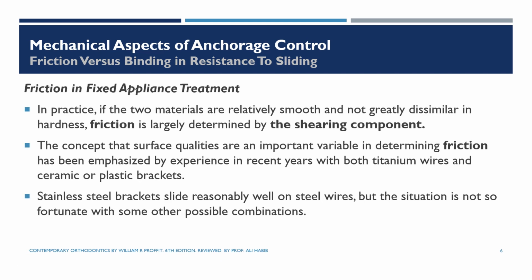So when we use stainless steel wire on stainless steel brackets, the surfaces are almost similar and relatively smooth. You expect that friction is largely determined mainly by the shearing component. The concept that surface qualities play a role in determining friction was experienced lately when both titanium wires and ceramic or plastic brackets came into use in orthodontics. So when we have stainless steel wire over stainless steel bracket, the situation is almost acceptable because it depends only on the shearing component of the force.